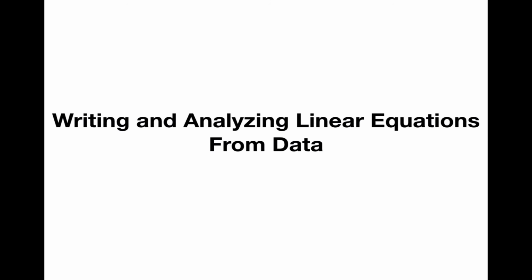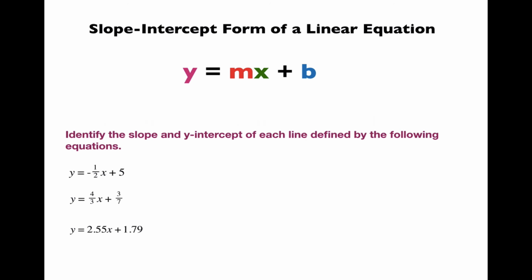All right, it's the last week. This week we're going to be reviewing writing and analyzing linear equations from data. So if you recall, a linear equation in slope-intercept form is y equals mx plus b, where x is your input, y is your output, m represents the slope or the rate of change, and b represents your y-intercept or your starting value. So this should be fairly simple at this point.